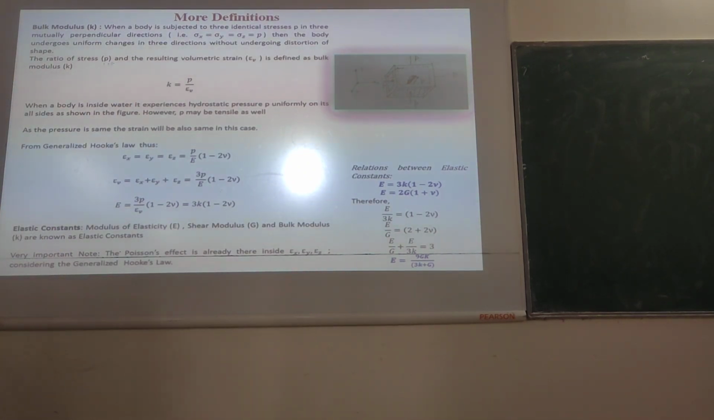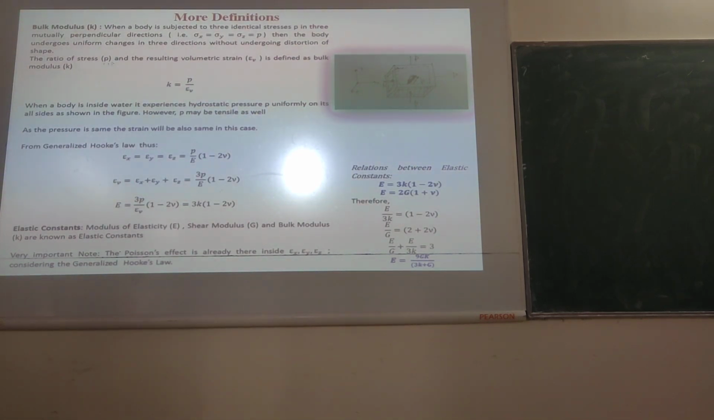And elastic constants. So there are three elastic constants: modulus of elasticity, shear modulus, and bulk modulus. Okay? These are called elastic constants. And a very important note I have given here, the Poisson's effect. Please try to understand, this is very important.